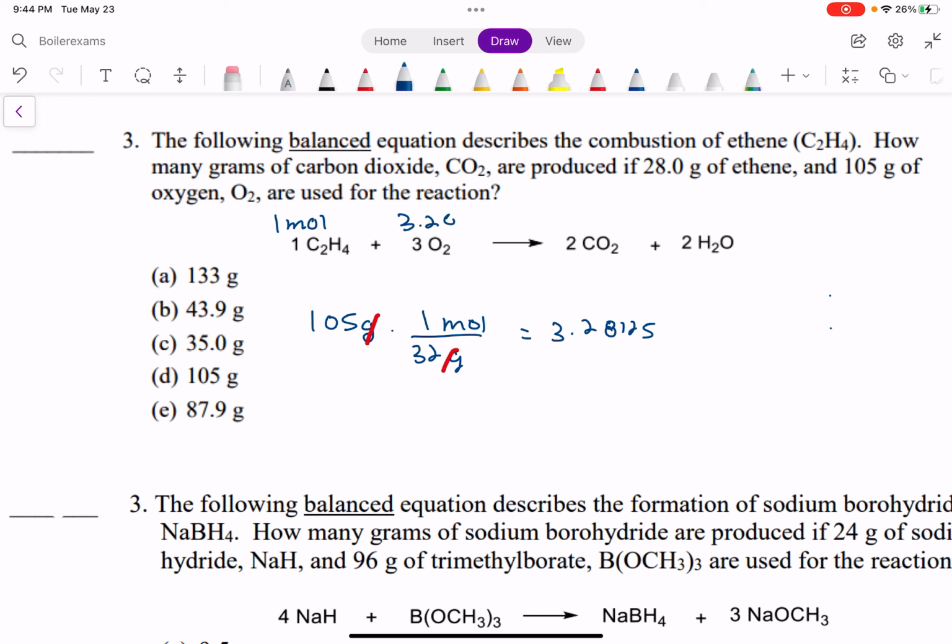Okay, now we have the moles of reactants. Let's check which one is going to form less product, and that's our limiting reactant. So let's use our stoichiometric ratios. 1 mole C2H4, and we're reacting 1, that's why I wrote this here. And our stoichiometric ratio is 1 to 2.